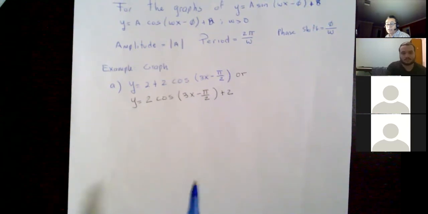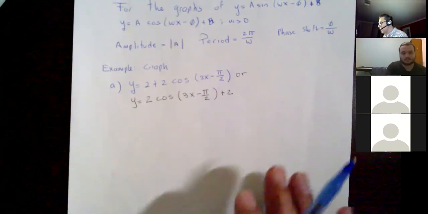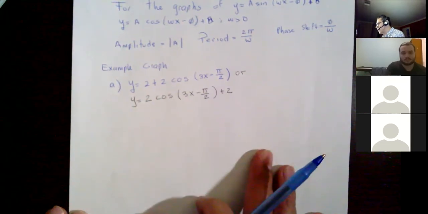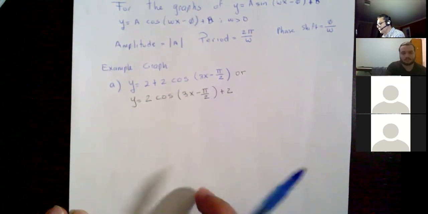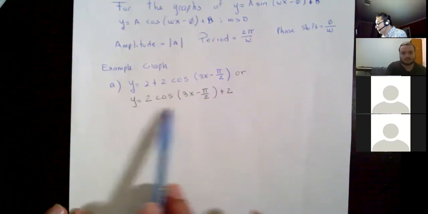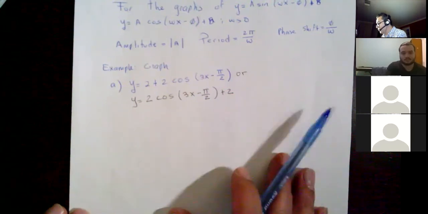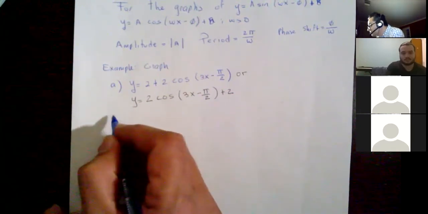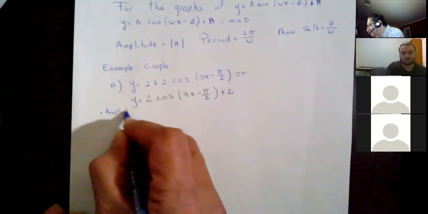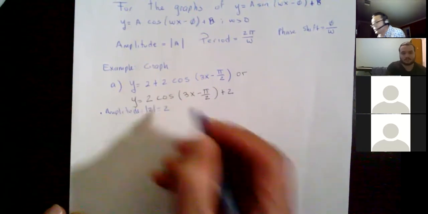So again, we're going to use the same steps as we did in 6.4. That's why I'm skipping 6.5 right now. In 6.5, we're going to learn how to graph the tangent and cotangent, secant and cosecant. So let's try this function right here. Same steps as before. Let's find the amplitude. Amplitude is the absolute value of 2, which is 2.